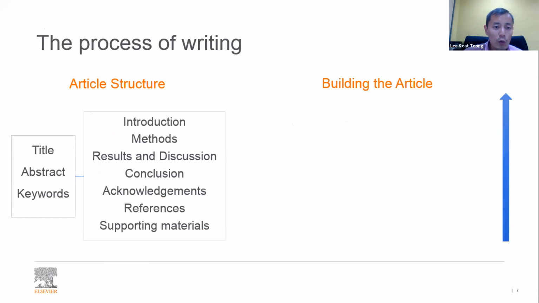I will not go into the detail of the process of writing. Again, I'll try to be as general as possible. I think we are all familiar with writing any article. Normally, you will have the title, abstract, and keywords. And as core content, obviously, we have introduction, methods, results and discussion, conclusion, acknowledgement, references, and supporting materials.